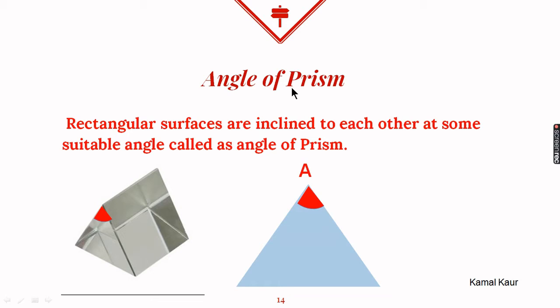Another term is angle of prism. It is that angle at which two rectangular surfaces are inclined to each other, and we name it as angle A. So angle A is called the angle of prism.